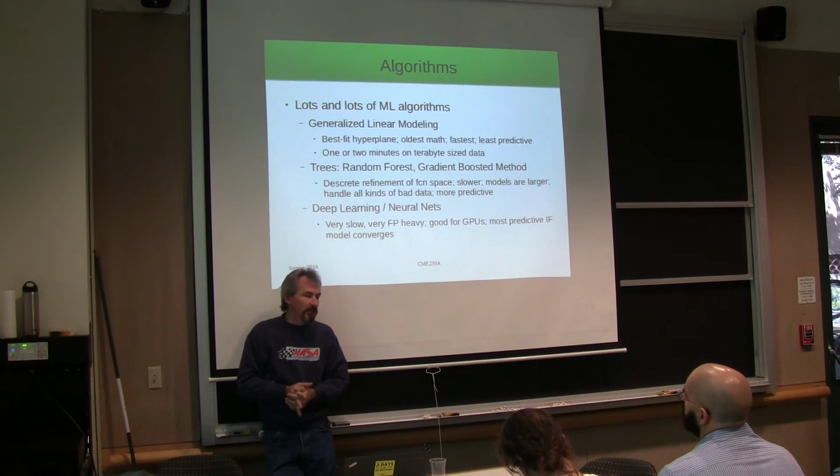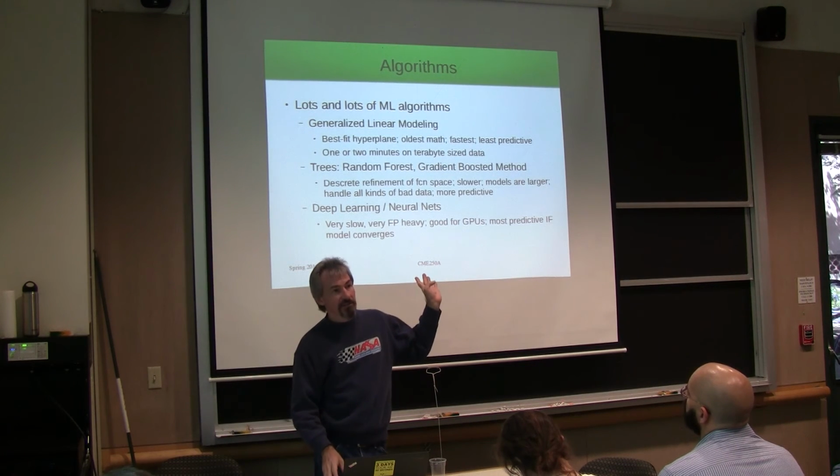Deep learning is very slow to build a model, and it's very floating point heavy, and therefore it's good on GPUs, and you'll see a lot of deep learning packages run on GPUs. And if it converges at all, it will often be the most predictive model you'll get. So it's slower to build, it's completely opaque as to how it's predicting. It can do a very good job of predicting if you get it to fit at all, and therefore it's worth experimenting with if you're trying to edge out that next little piece of it.